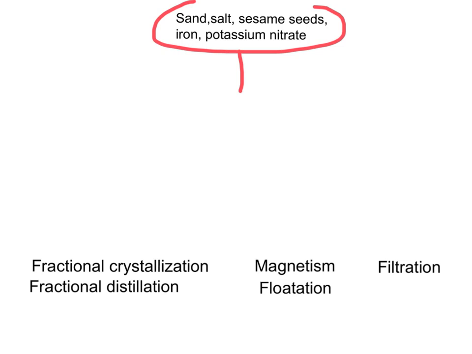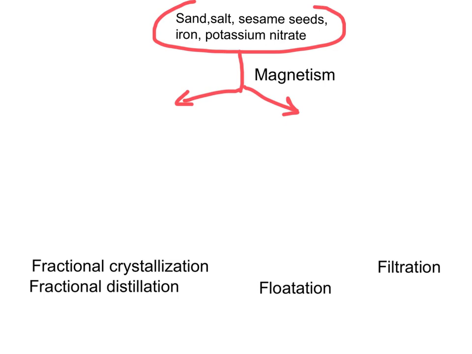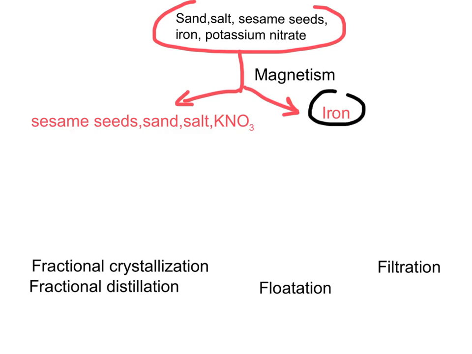So what would be the most logical thing to do first? Well, in this circumstance, the best thing to do is to get the iron out by magnetism. So I've put the word magnetism up there next to my arrow, and I'm going to turn the arrow into a two-headed arrow, because through magnetism, I'm going to separate this mixture into two components, iron and everything else. So you can see we have the iron over here, so that's done. So we usually circle done ones.